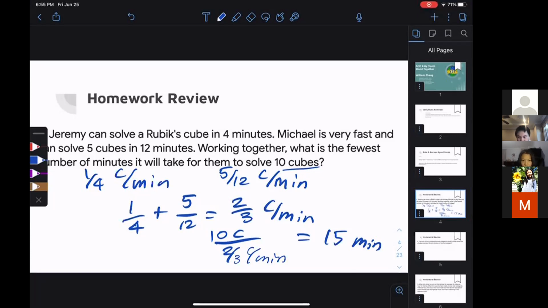All right, someone else is asking me to re-explain. Jeremy can solve 1 cube in 4 minutes. So you can say he solves 1/4 of a cube in 1 minute, or he gets 1/4 of the way through solving it. Similarly, Michael can solve 5/12 of a cube in 1 minute, or 5/12 cubes per minute, to find their rate. Then you want to find their combined rate and divide 10 cubes by that.